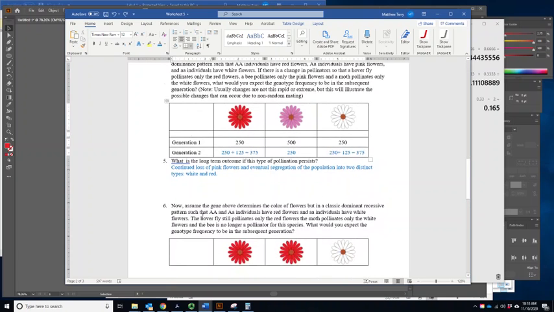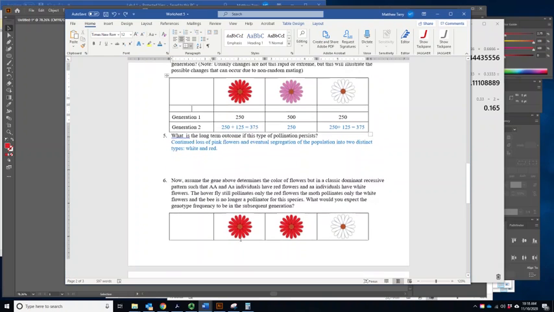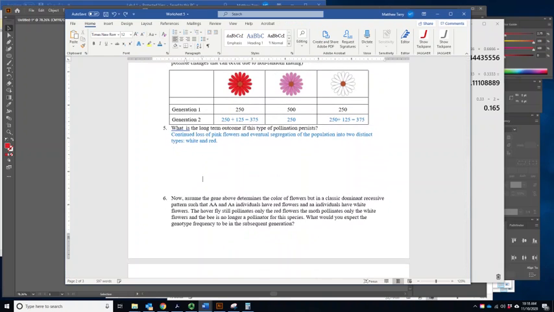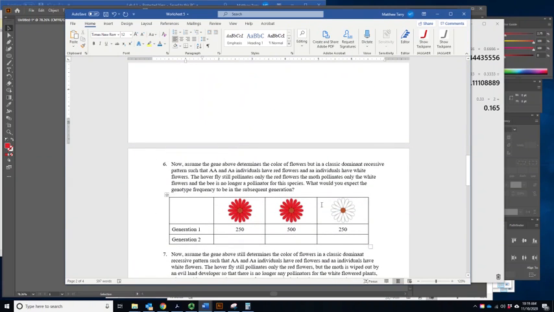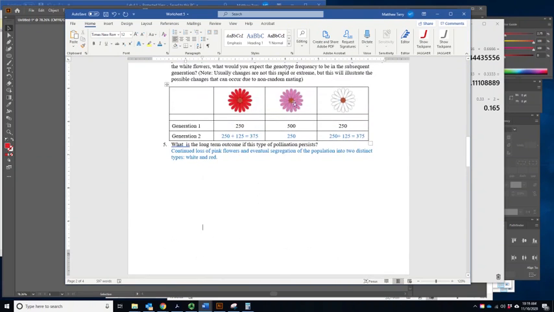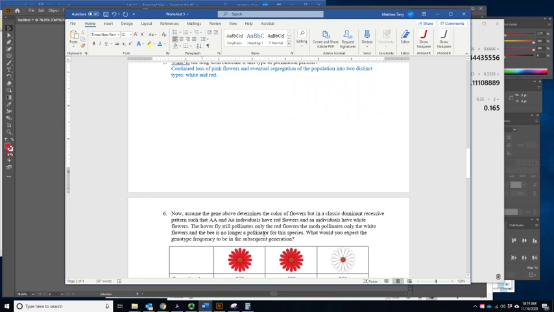Problem number 6 is now: assume the gene above determines the color of flowers, but now in a classic dominant-recessive pattern, right? So we have a little bit different genetics here going on. So I want you to do the same thing. Now, the original pollinator for the pink flower is no longer a factor. So in this example, we said the bee is no longer a pollinator for the species, and they may go extinct if they needed those pink flowers. More likely they would adapt and move to other species or take advantage of different resources in the population.